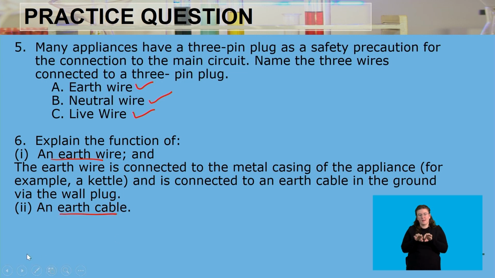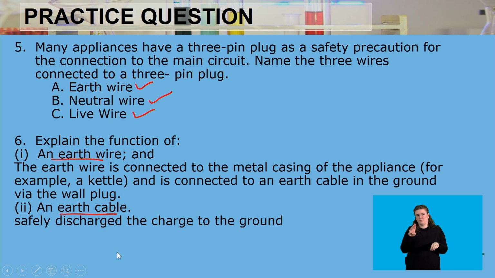So an earth cable is used to safely discharge the charge to the ground. So we are using the earth cable to safely discharge the charge that we can have on these wires to the ground. So those are the two functions of these wires that we can have. Remember, the neutral wire, it is neutral. It doesn't carry any charge.